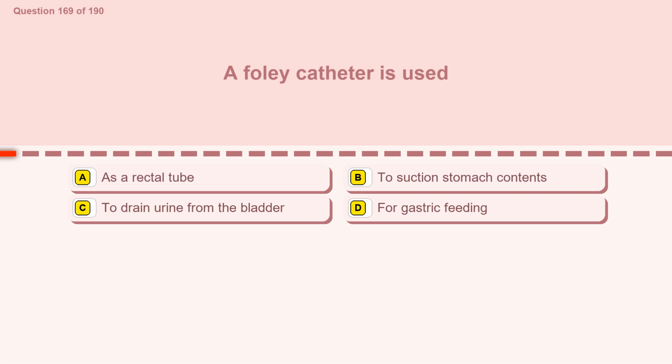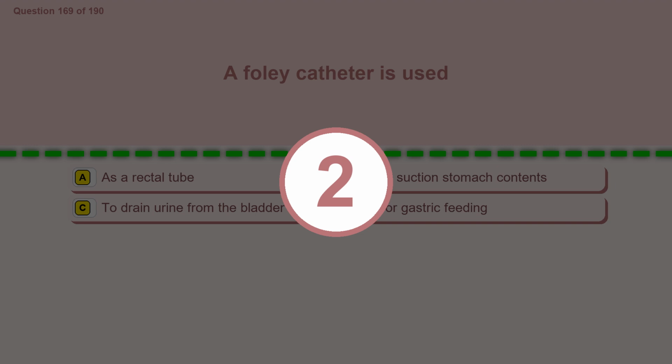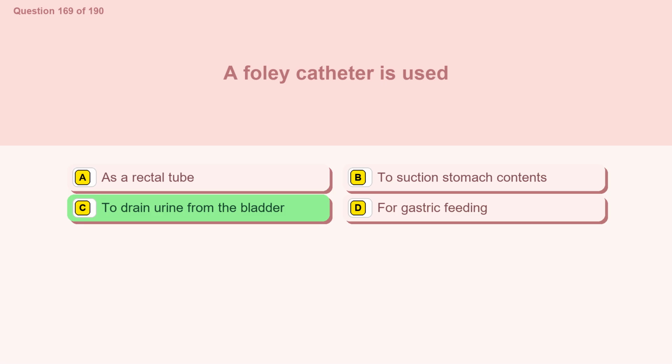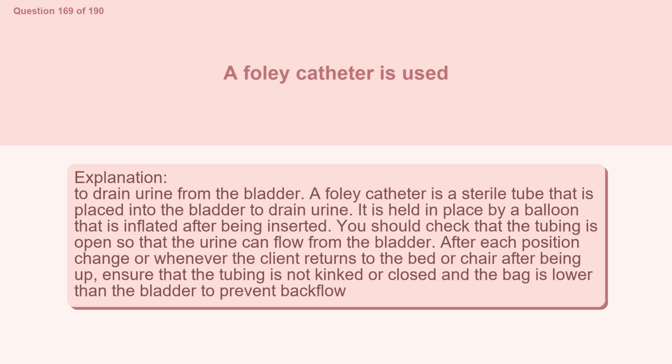Question 169. A Foley catheter is used: Option A. As a rectal tube. Option B. To suction stomach contents. Option C. To drain urine from the bladder. Option D. For gastric feeding. The correct answer is option C. To drain urine from the bladder.